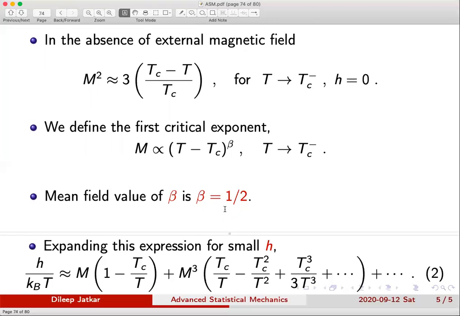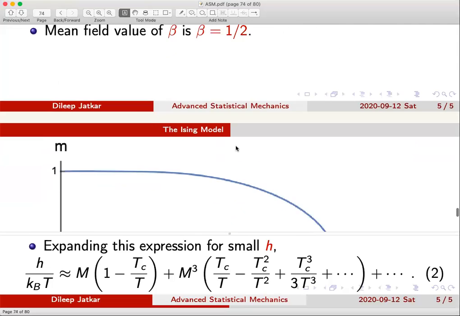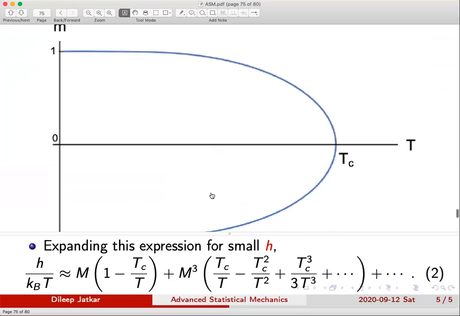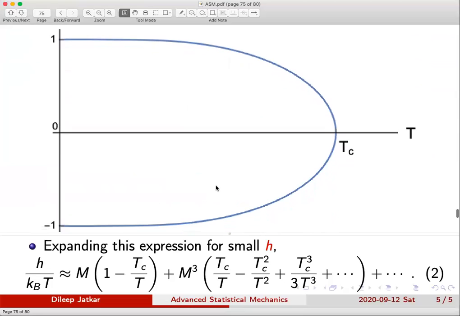Okay, so we have found the first critical exponent, and that is that the magnetization as a function of temperature behaves like Tc minus T to the half. Okay, fine. So we can plot that also. Okay, so it would look like this. So I'm plotting magnetization along y-axis and temperature along x-axis.